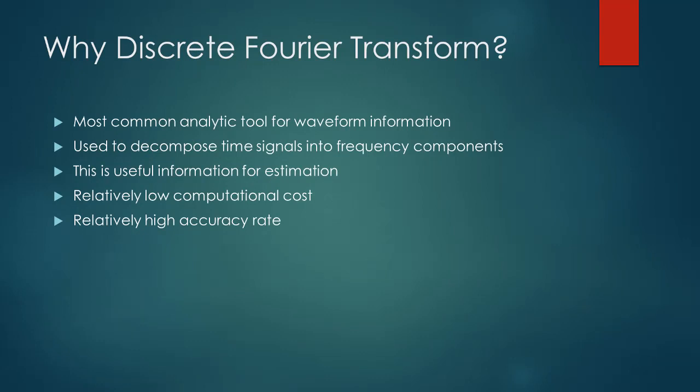So why use discrete Fourier transforms as a basis of analyzing or estimating a waveform? The Fourier transform is one of the most common analytical tools for gathering waveform information. What the Fourier transform actually does is convert or decompose time signals, or sampled signals in this case, into the frequency components that make up the signal. As you can probably tell, this is incredibly useful for recreating the estimated signal.